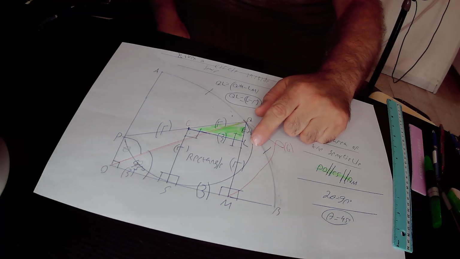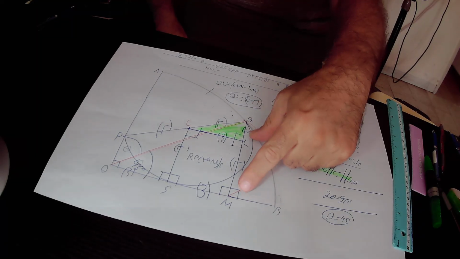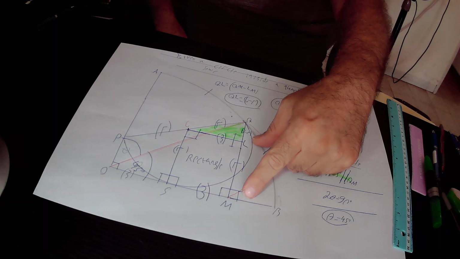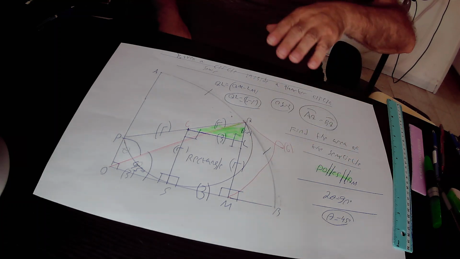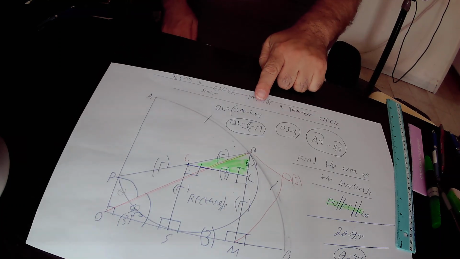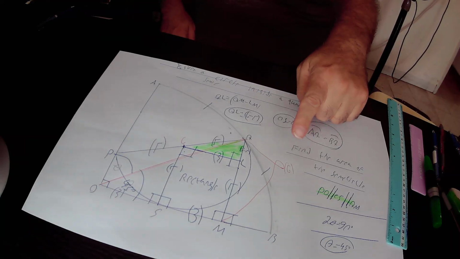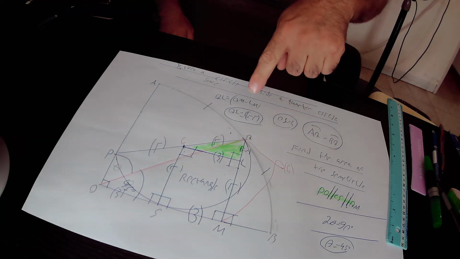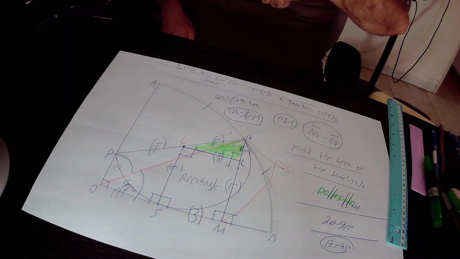Now side QL equals QM minus LM. So QL equals QM, that is 6, minus LM, that is 1. In total, QL equals 6 minus 1 in its length.